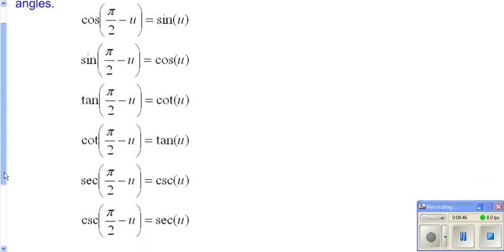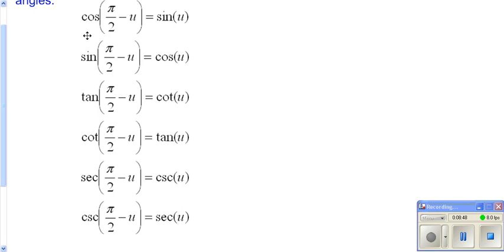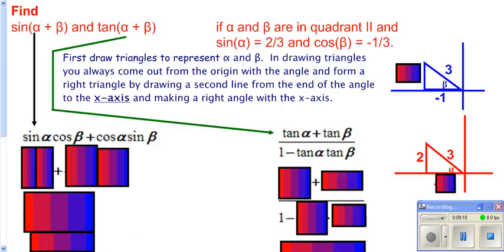Notice in all these, we're dealing with a co, and then it's going to the one that doesn't have the co. Here you have a cosine going to the one that just has the sine. Here you have your tangent, and it's going to the one that has the cotangent. Here in the bottom two, you're dealing with a cosecant, and it's going to the one without the co, which is just secant. Those are your cofunctions.